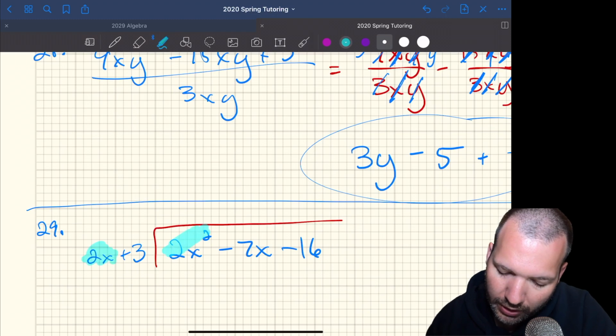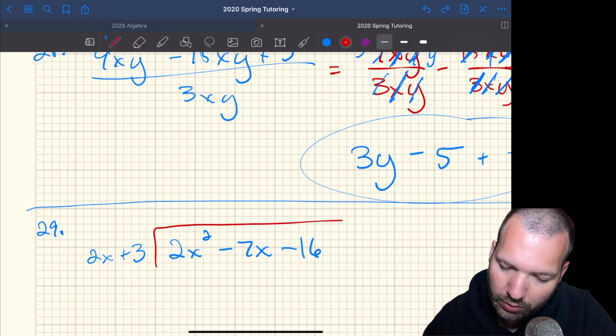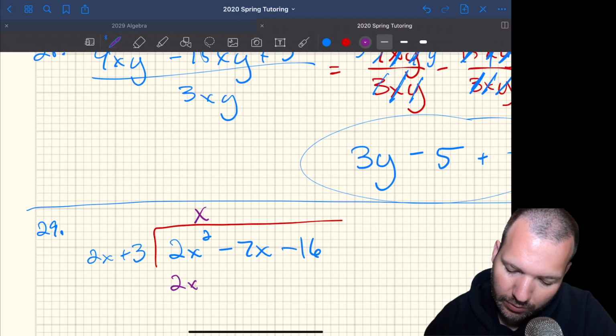What times 2x would make a 2x squared? And hopefully you are playing at home and you can say x. And then we multiply, just like in regular long division. X times 2x is 2x squared. Those two match. They always should. X times 3 is 3x.